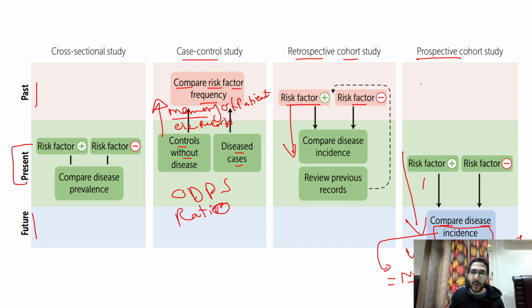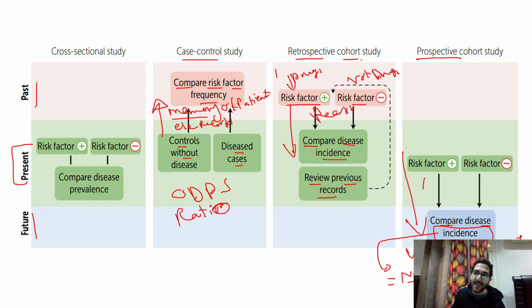Next is the retrospective cohort. Now you're starting in the past. You start with, okay, I have two electronic records, one of a patient exposed to drugs and one not exposed to drugs. So you're starting with the risk factor again, and then moving to the present, following the records to see whether they develop the disease or not. So you compare the disease incidence, but this time you don't move to the future.